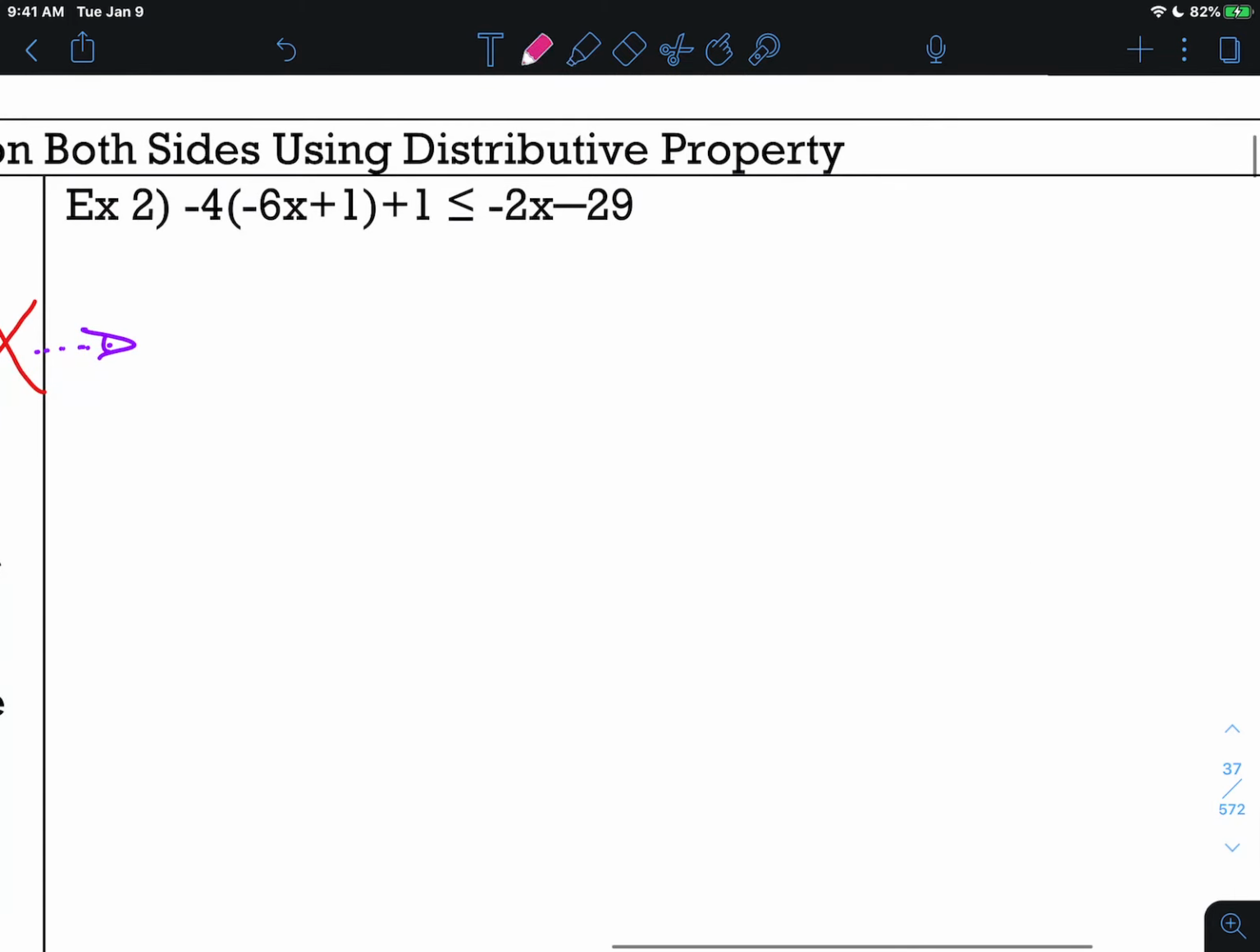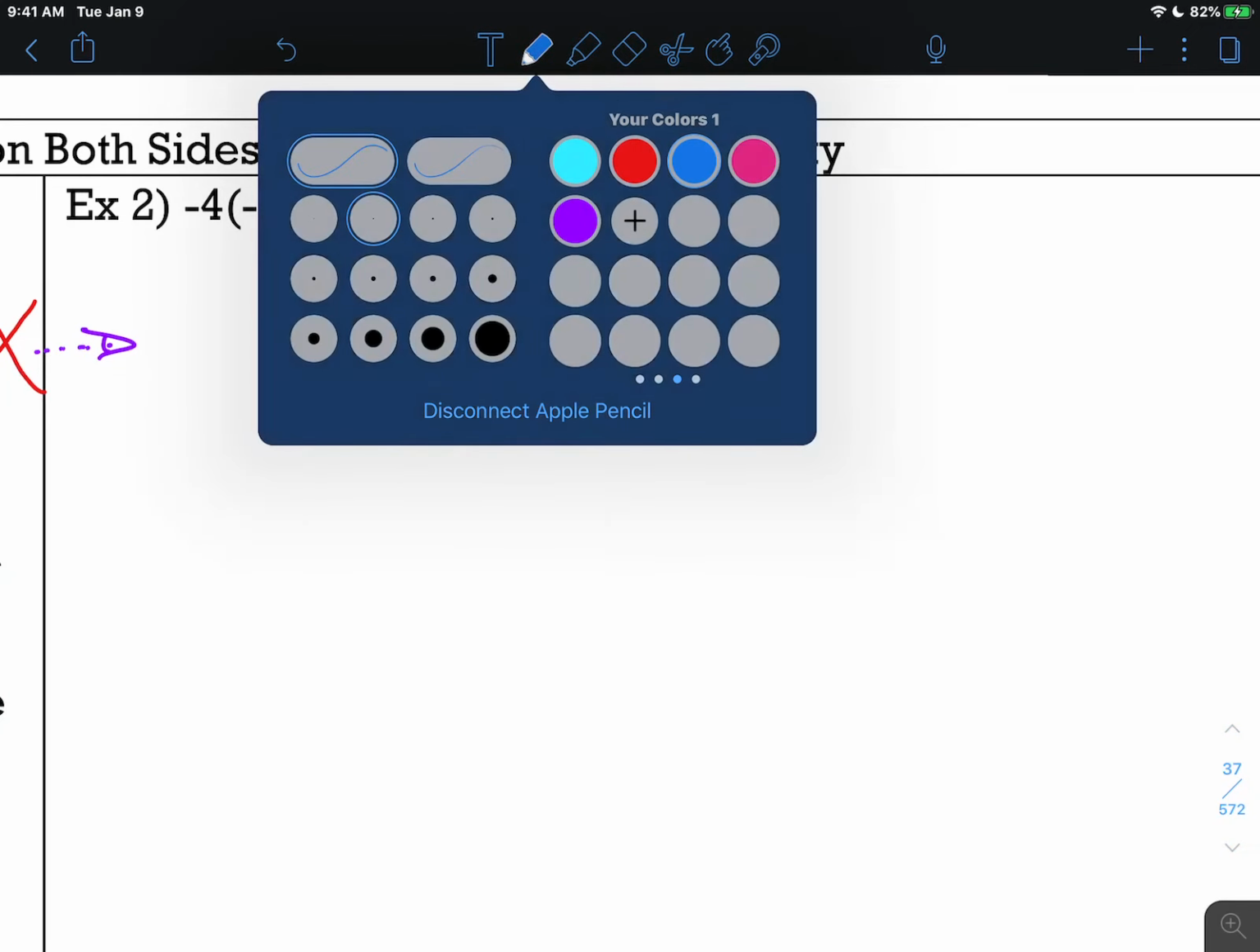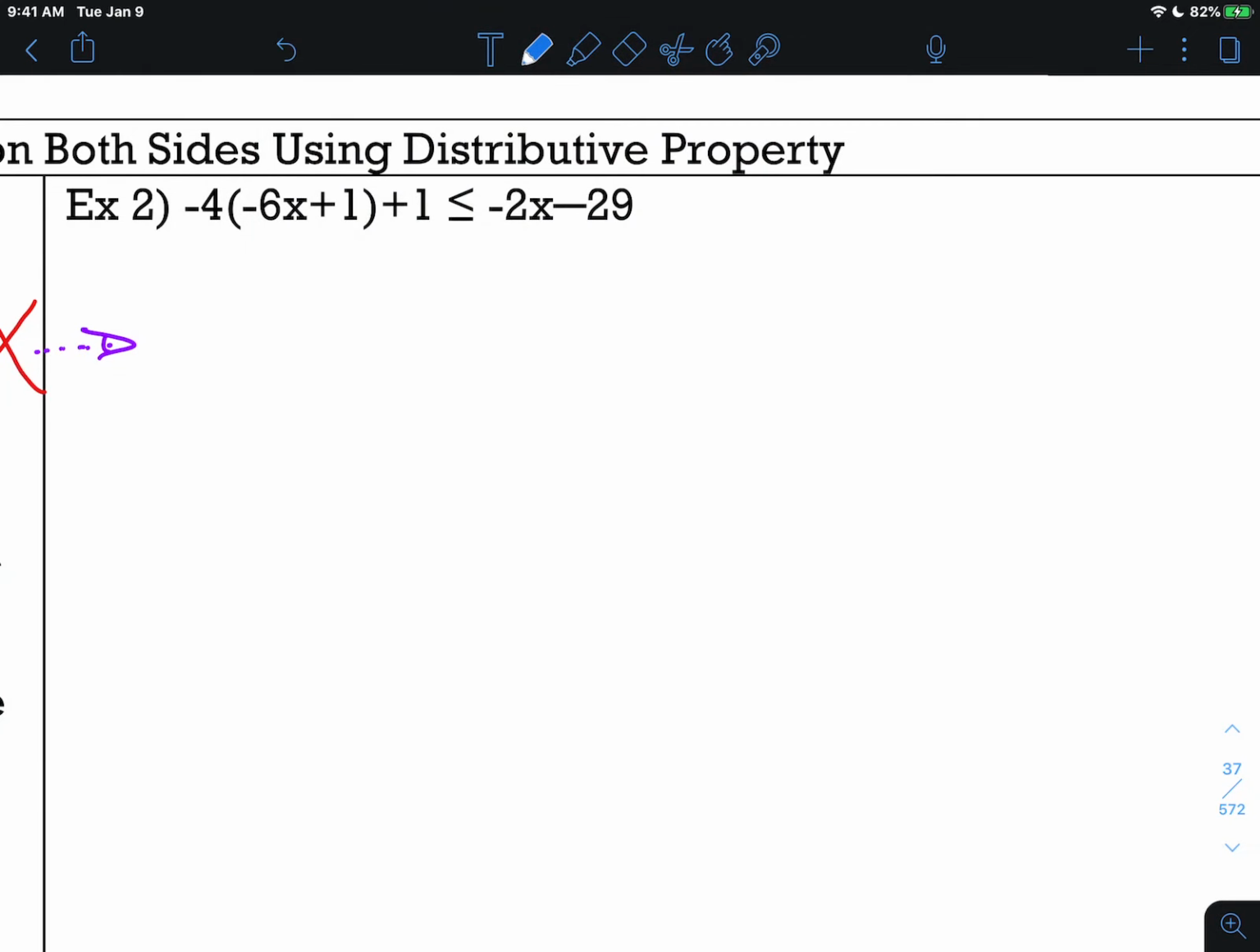And this one I'm only going to do in the appropriate way. So first thing, I'm taking a look at all of these different things they have up here. I see a parentheses. I'm going to get rid of that. I don't like dealing with those. So I'm going to distribute this negative 4 times negative 6, 24x, negative 4 times positive 1, minus 4 plus 1, negative 2x minus 29.